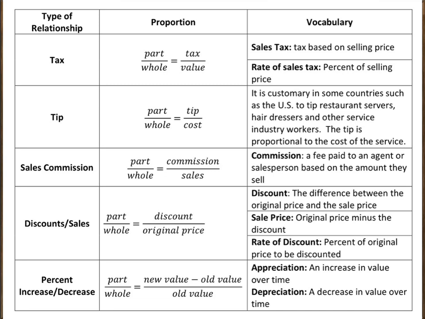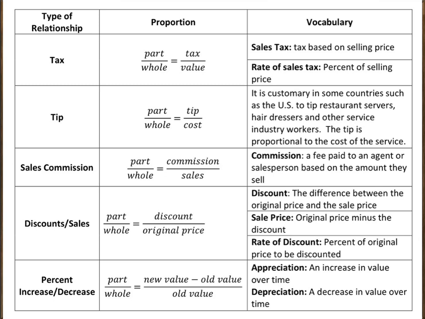Then there's also discounts and sales. You've probably gone to the store before when you're buying maybe groceries or clothes, and you see an item is discounted. The discount is the difference between the original price and the sale price, and that's the monetary discount. The sale price is the original price minus the amount that is discounted. And then there's also the rate of discount. Maybe you're buying a nice shirt and it says that it's 20% off. That would be your discount rate. So again, the part-to-whole relationship is the discount divided by the original price.